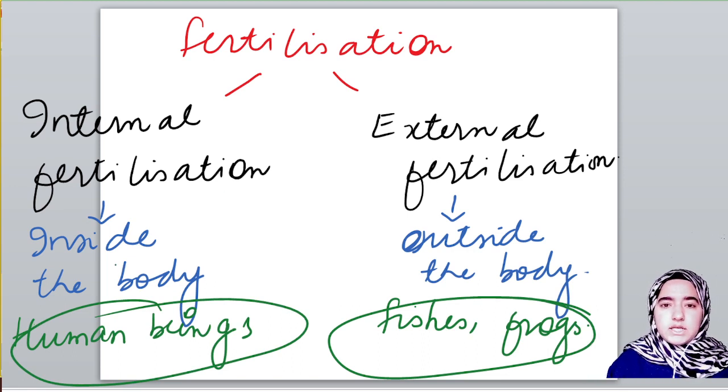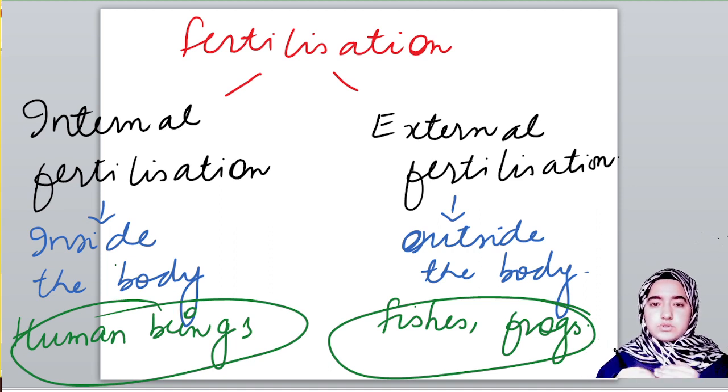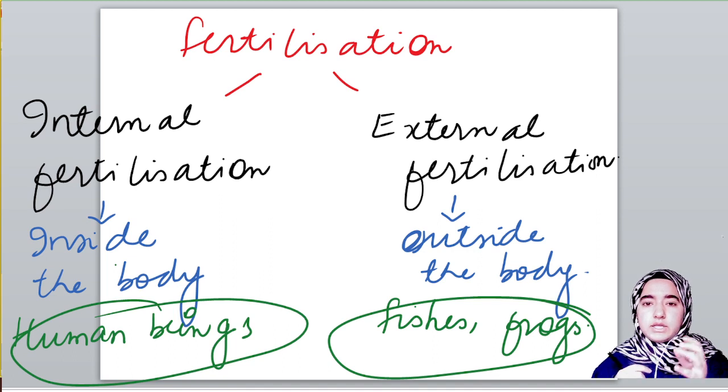But in human beings we have an exception. What kind of exception do we have? We have the exception of IVF, in vitro fertilization. What happens in in vitro fertilization? Fertilization takes place outside the body. We are again going to discuss that in detail in human reproduction.